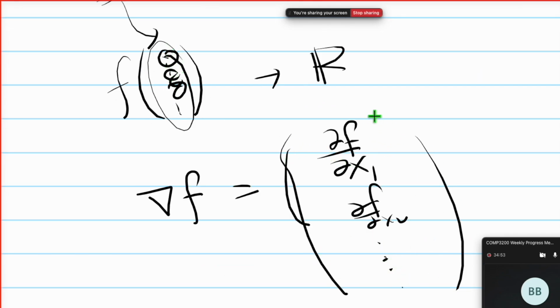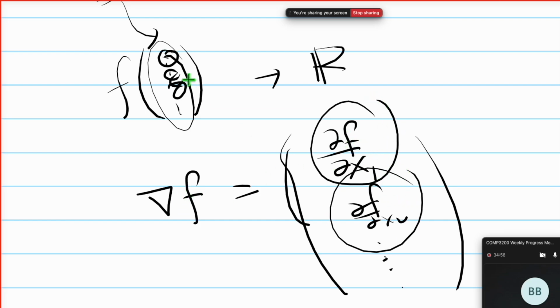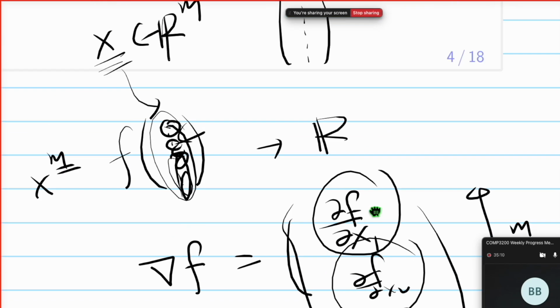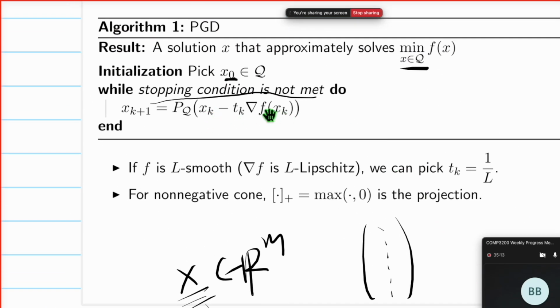And then this means what? Rate of change of your f at the first position, rate of change of your f with respect to the second variable, rate of change of f with respect to other stuff. So if your x is m-dimensional, then this should be an m-dimensional vector. And this is correct, why? Because this is a vector. This cannot be a number. Then you will have vector plus number, undefined. So this guy also needs to be a vector. So this is a vector, this is a vector. Then that means what? This tk is a number. This tk is called step size.